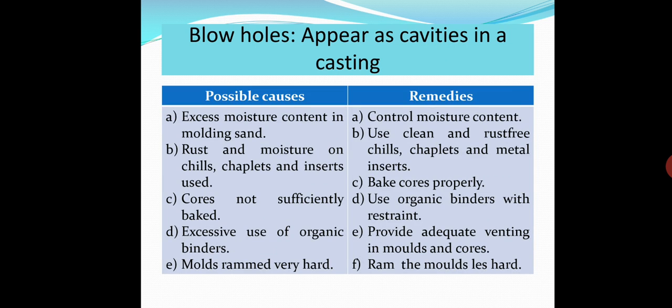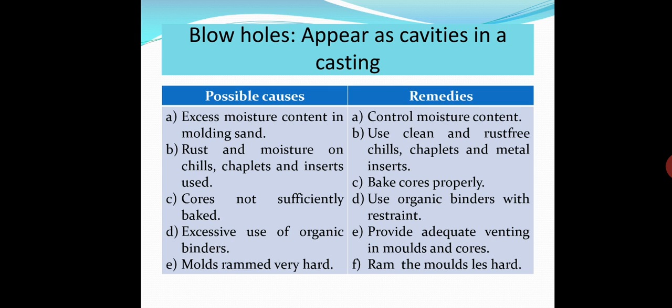The first defect is blowhole. Blowhole is a defect which appears as cavities in a casting. The causes of this defect are excess moisture content in molding sand, rust and moisture on chills, chaplets and inserts, cores not sufficiently baked, excessive use of organic binders, and molds rammed very hard. Any one or more of these possible causes will result in blowholes in the final product.